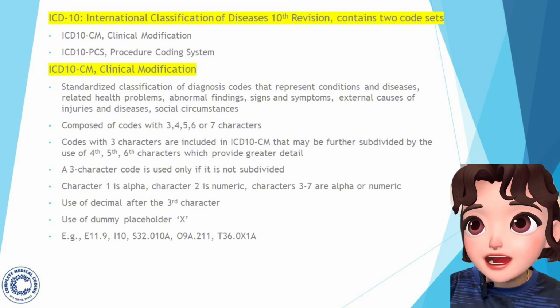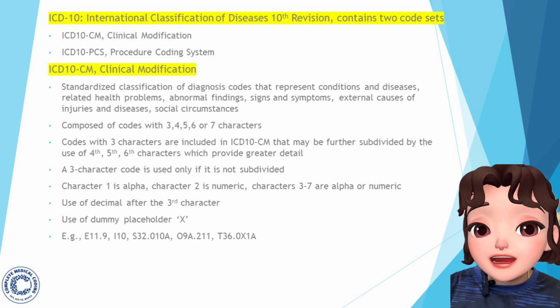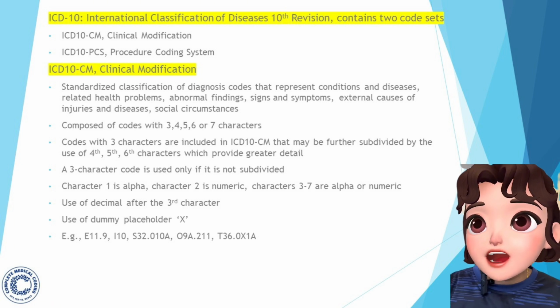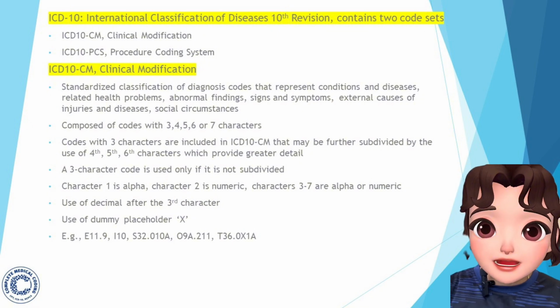So what is ICD-10-CM? It's a standardized classification of diagnosis codes that represent conditions and diseases, related health problems, abnormal findings, signs and symptoms, external causes of injuries and diseases, and social circumstances.